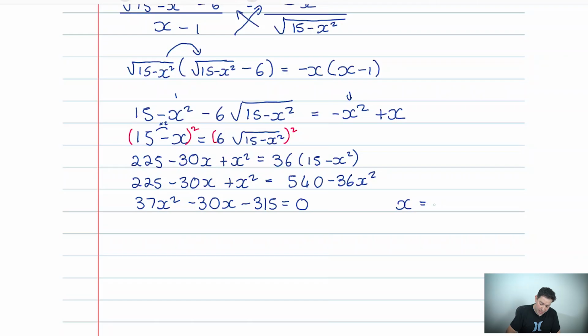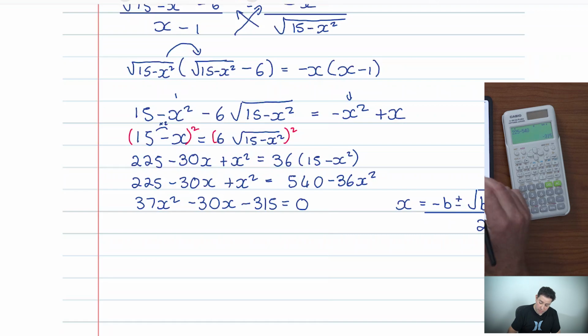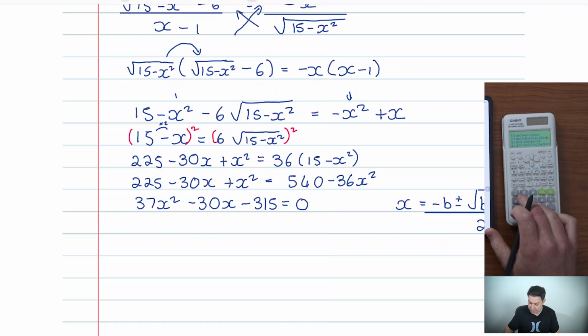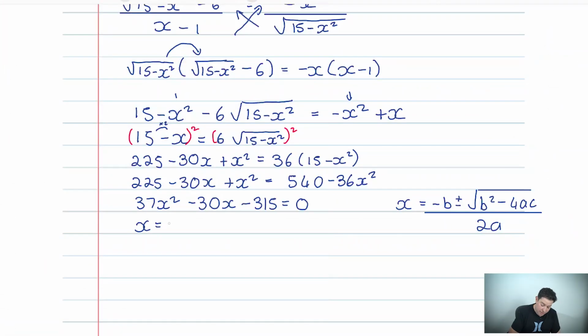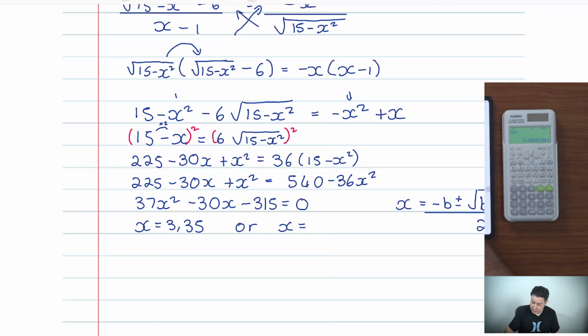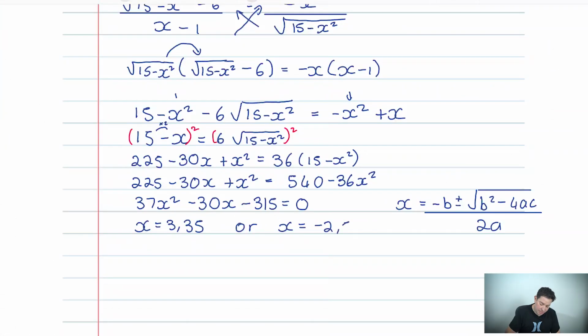So we use our quadratic formula, x equals minus b plus or minus the square root of b squared minus 4ac, all over 2a. Or if you have a calculator like I do that can find the roots of an equation, we plug in our coefficients of 37, minus 30, minus 315 into the calculator, and that pops out a nice answer of, therefore, x equals 3,35 or x equals minus 2,54.